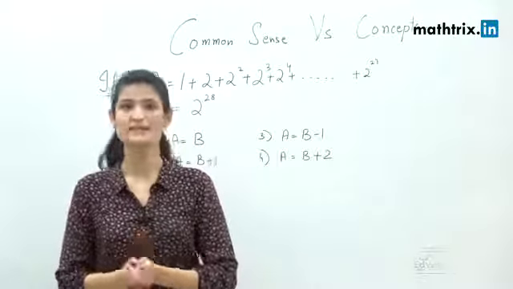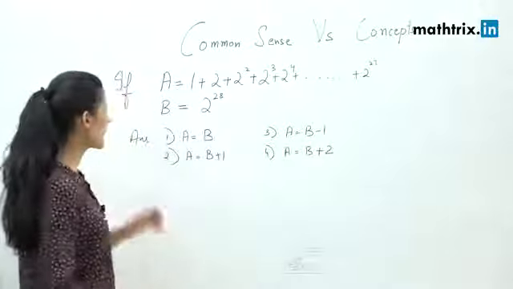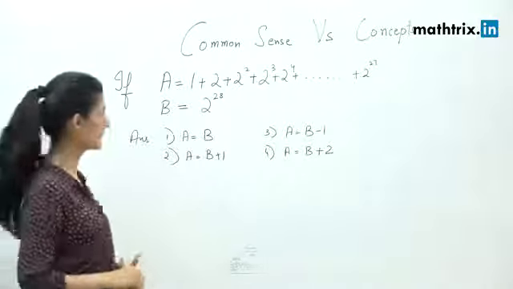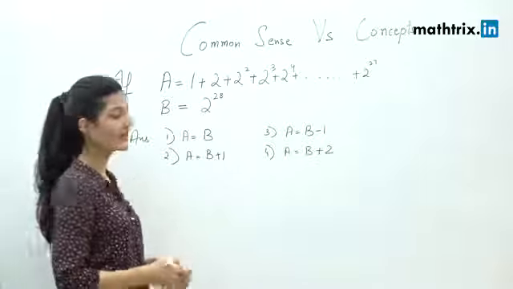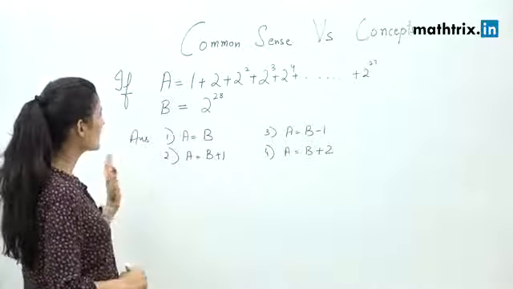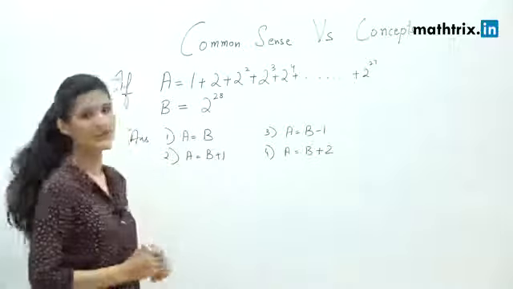But sometimes common sense takes an edge over the other things. So this is a question from CAT's previous paper. If you just look at this question, it looks very complex, isn't it? But students with a maths background already know that this is a geometric progression.